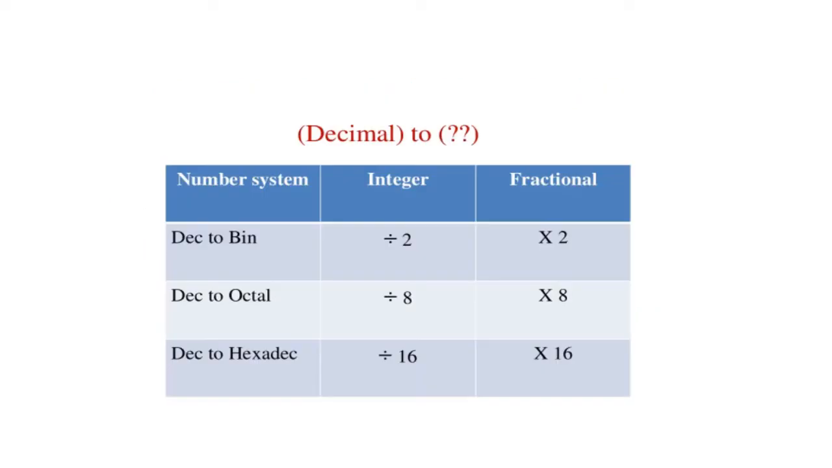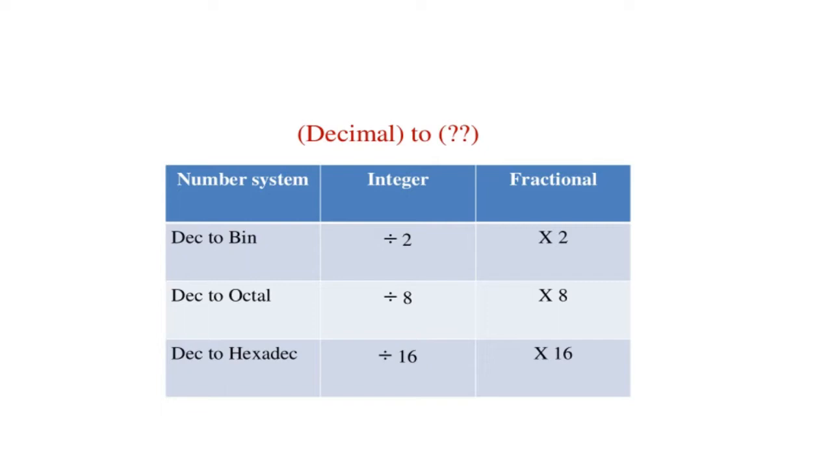Here, how do we convert decimal to anything? How do we convert? Let me show it in tabular form. The number systems are given here. If you have to convert an integer, how do you convert it? If it is fractional, how do you convert it? So let me demonstrate this decimal to anything conversion with a tabular column.